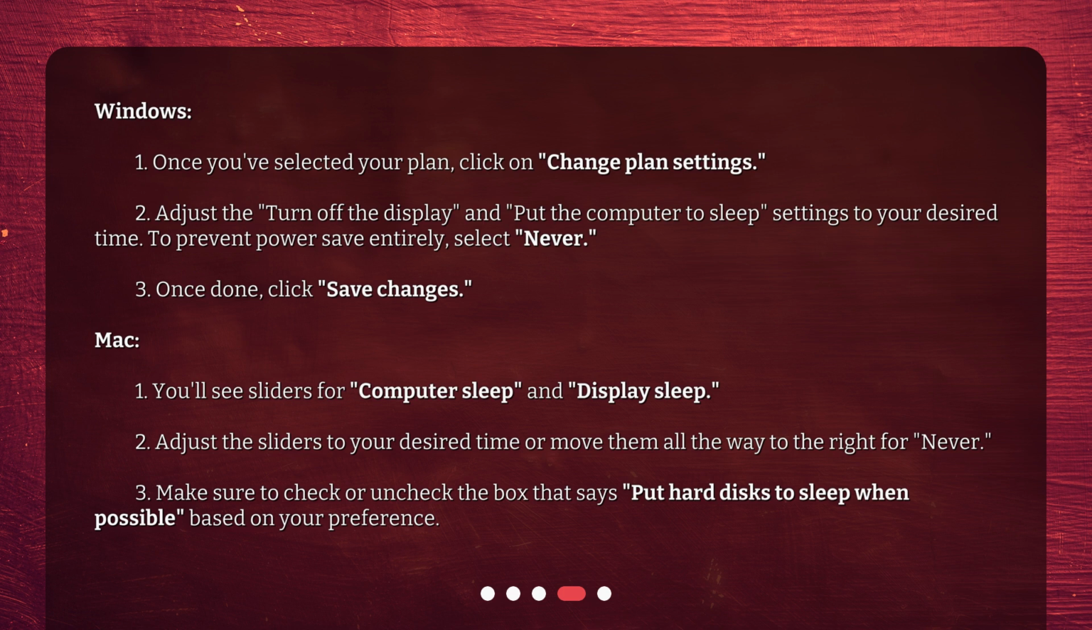Mac: 1. You'll see sliders for Computer Sleep and Display Sleep. 2. Adjust the sliders to your desired time or move them all the way to the right for Never. 3. Make sure to check or uncheck the box that says "Put hard disks to sleep when possible," based on your preference.